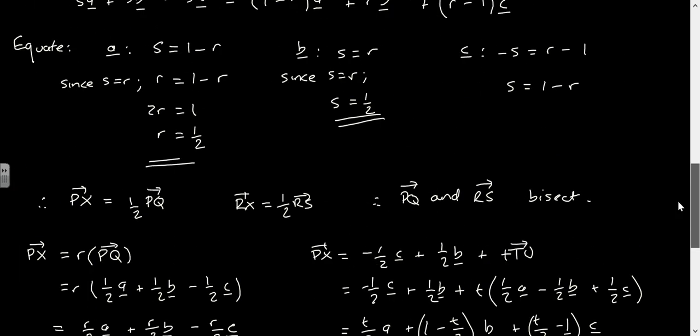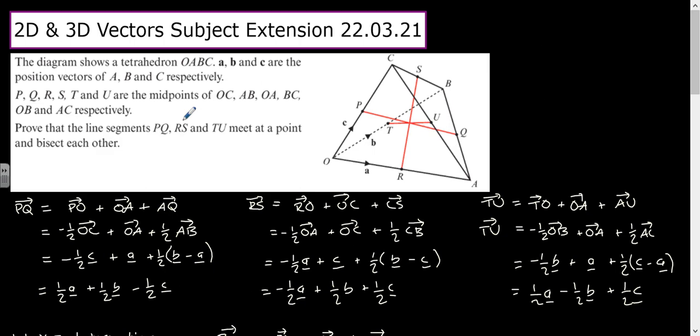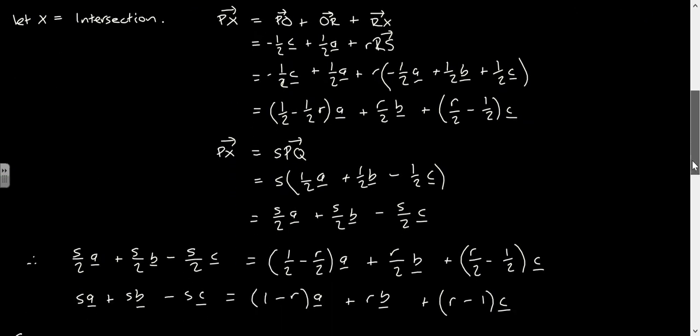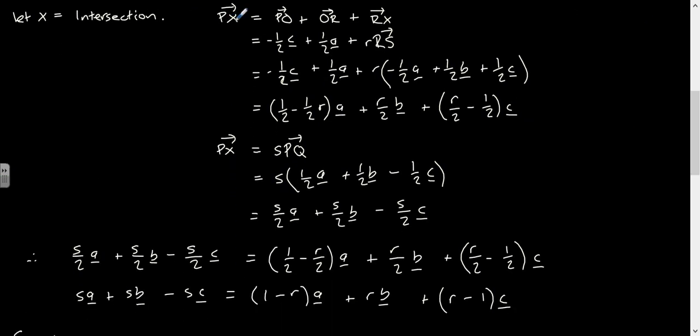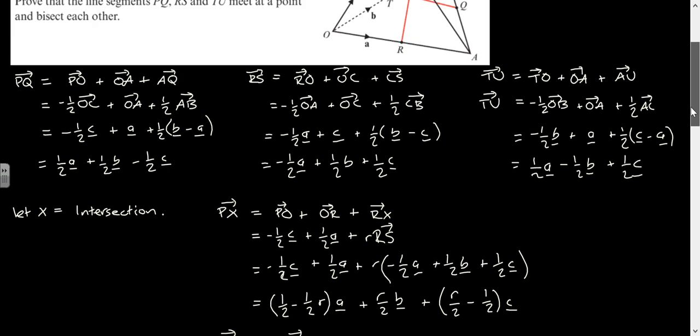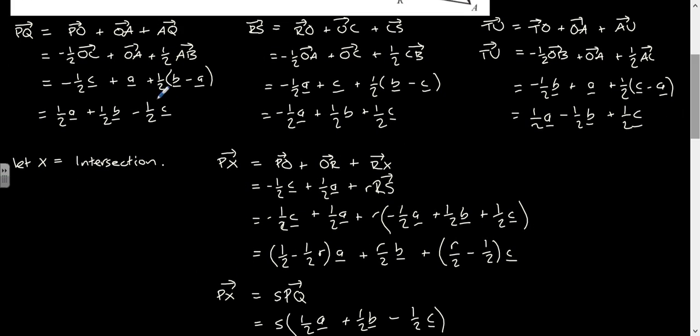So the general theme of this question really is, when you have line segments like this and you're asked to prove that they bisect or that they intersect or that they intersect in a ratio, begin by writing the vector PQ, the vector RS, the vector TU. Once you have those, you can start to put together vector equations. Now, what you're looking to do is do the same journey from, for example in this case, P to X. And you want to go two different ways. One way, using one of your three vectors, and the other way, using another of the three vectors.